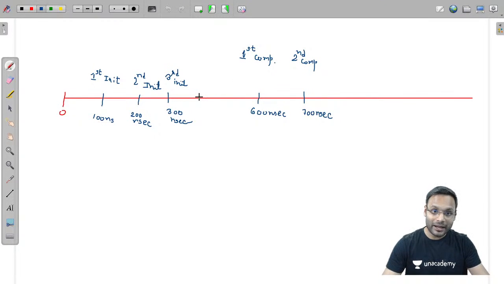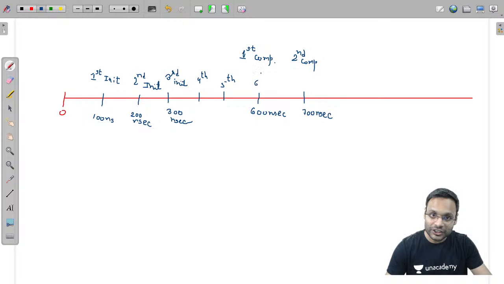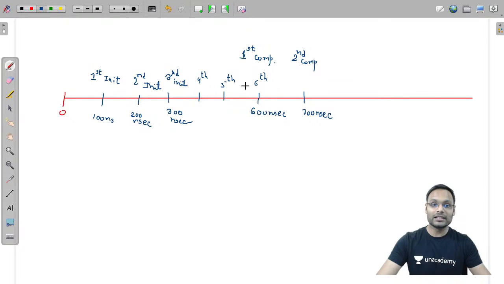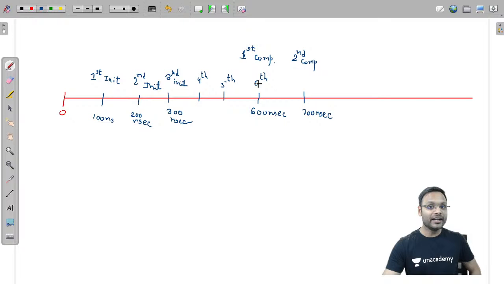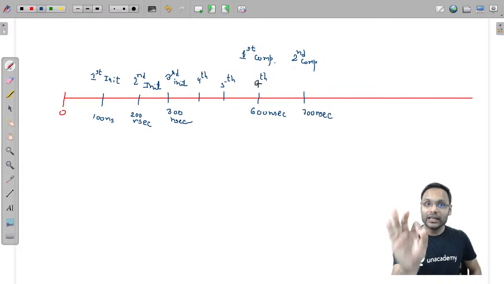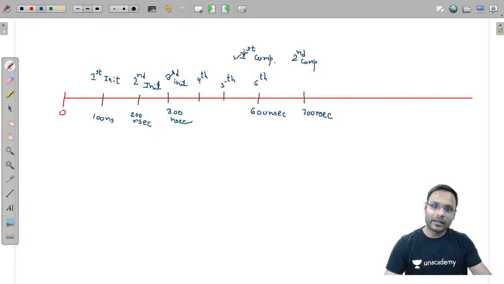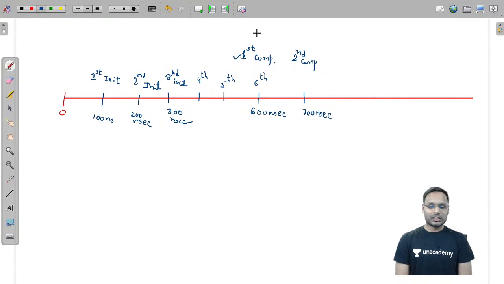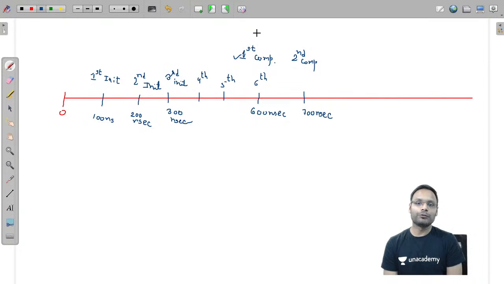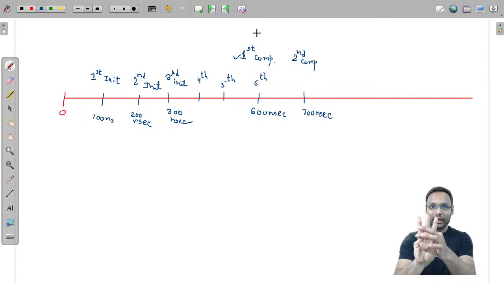Now if I am saying here the fourth initiated, here the fifth initiated and here the sixth initiated, at 600 nanoseconds the sixth order will be initiated. Now table numbers 7 and 8 are still free, yes, along with that table number 1 also got free. Table number 1 also got free, means now 3 tables are free, table number 1 and 7 and 8.